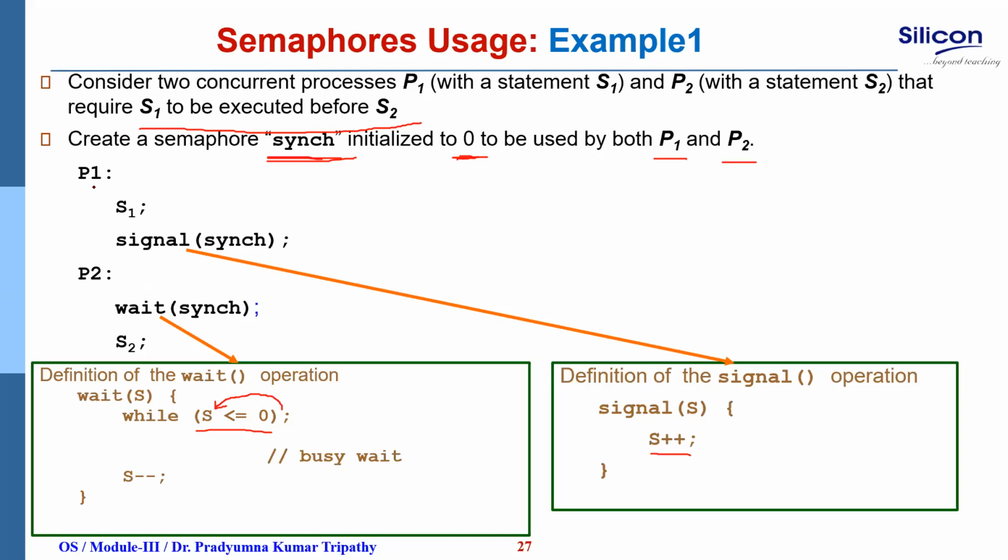Whenever P1 comes, it doesn't have any wait over here, so P1 will execute S1 directly. And while coming out, it will give signal sync, so that S++ will occur and S2 can continue its execution.